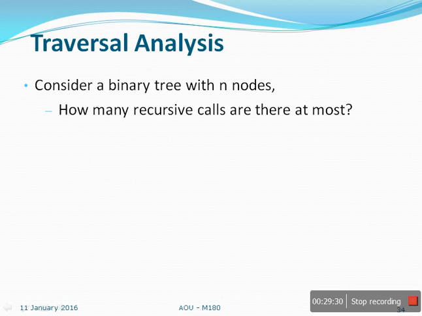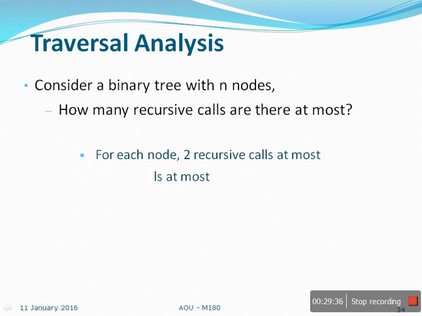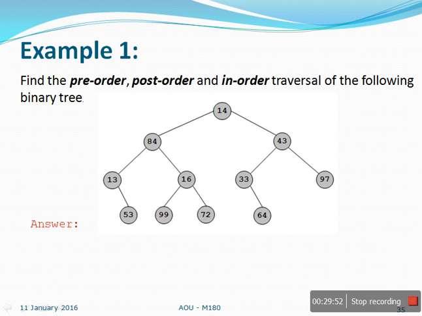Traversal analysis: how many recursive calls are there at most with a tree having n nodes? It has 2 times n recursive calls, because you need to process two things, left and right, with the recursive calls for n number of nodes. So the complexity is big O of n.